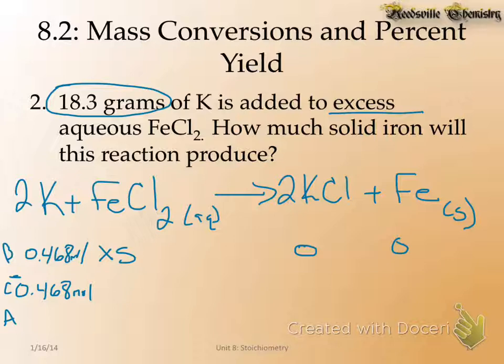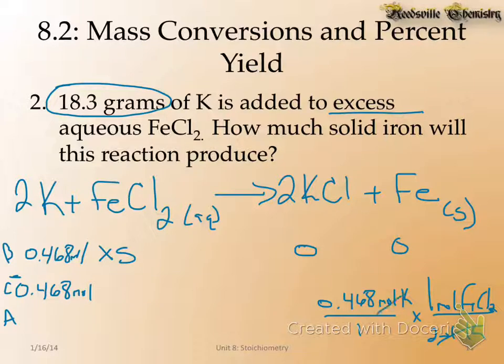Okay. We're also going to lose some iron chloride. But we need to know how much iron chloride it is that we're going to lose. And that's dependent upon the mole ratio between potassium and iron chloride. So let's go ahead and figure that out real quickly. We've got 0.468 moles of K over 1. And we know that the ratio between that and iron chloride is 2 to 1. So 2 moles of K for every 1 mole of iron chloride.